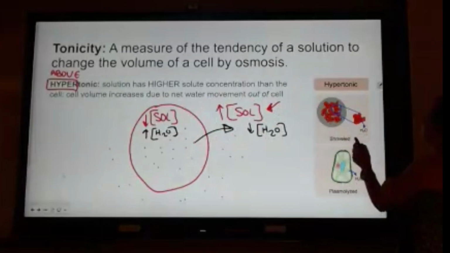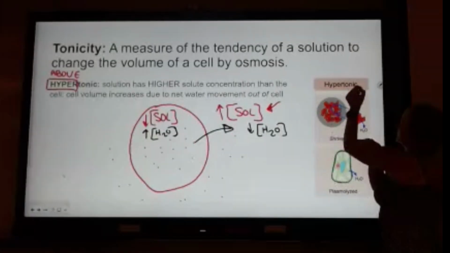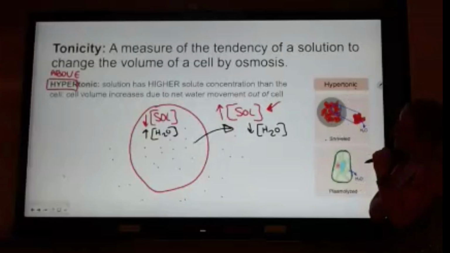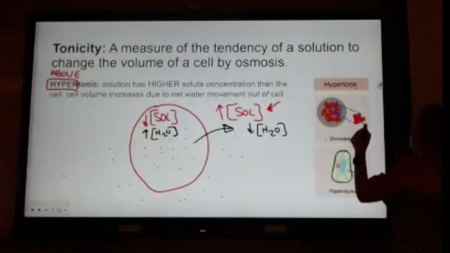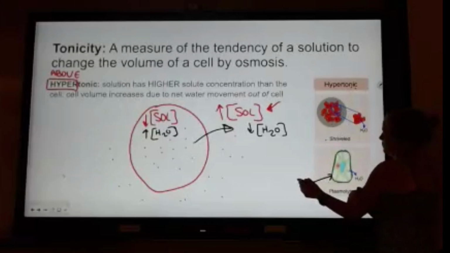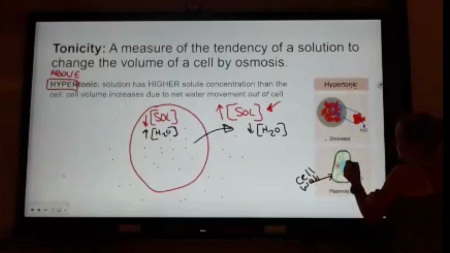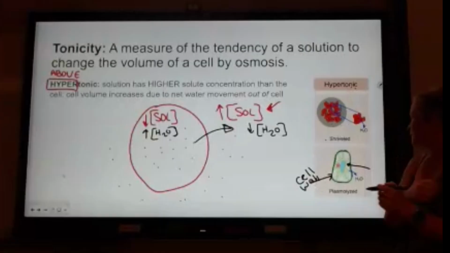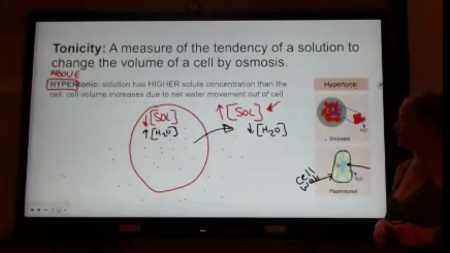So in a hypertonic solution, an animal cell is going to shrivel up and die. A plant cell in a hypertonic solution is going to have its cell wall stay nice and rigid, but its plasma membrane is going to shrink in volume and pull away from the cell wall.